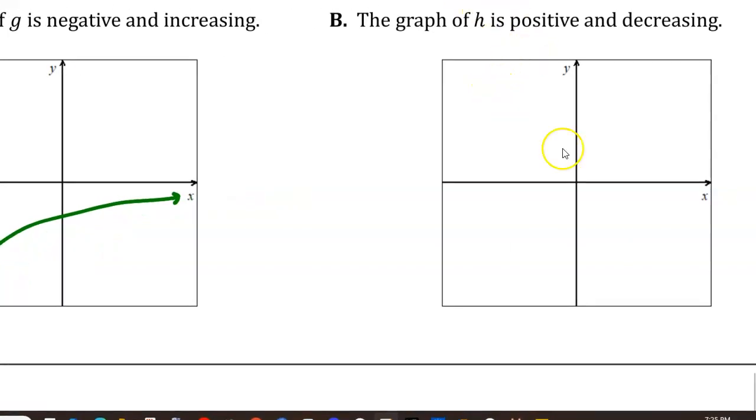This one says positive and decreasing. So I'm going to do something like this. Right. So this is positive, above the x-axis, and it's decreasing, right? From left to right, it's going down. I put arrows on both sides to mean it keeps going forward.